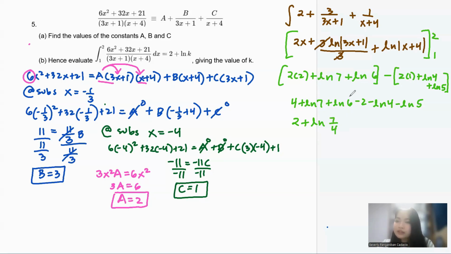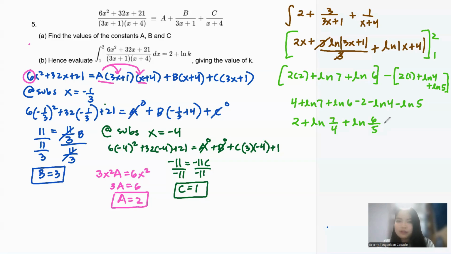And then the other one will be ln 6 and negative ln 5. That will be plus ln 6 over 5. But then again, if you want to combine this and then this one and then you divide, that's okay. I just want a straight division first. And then that's it for that.